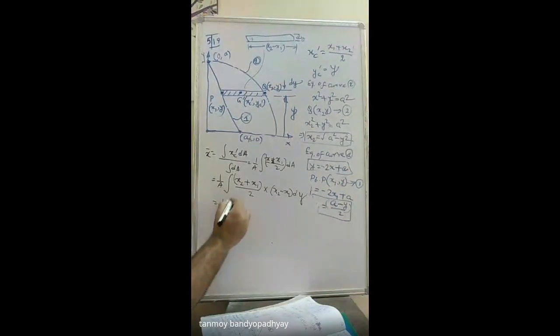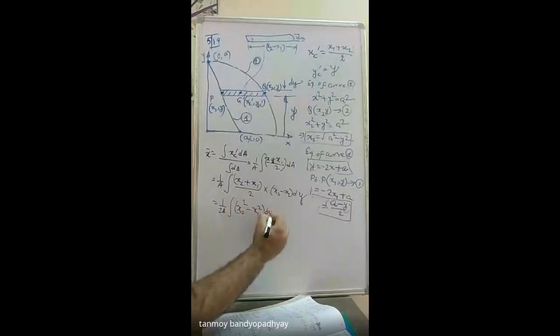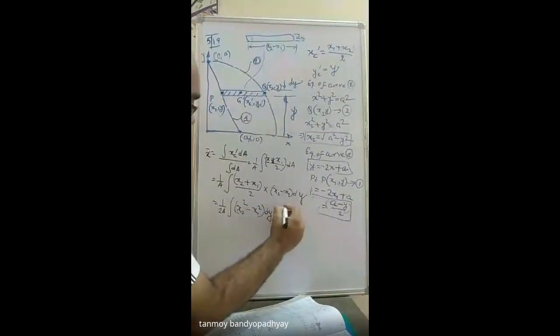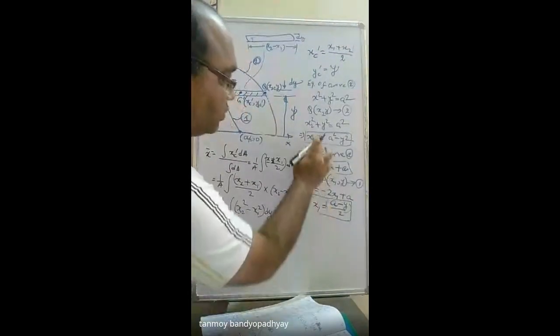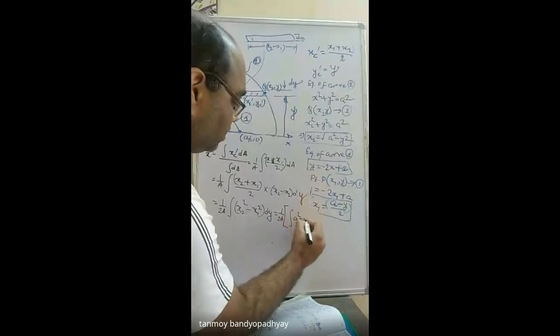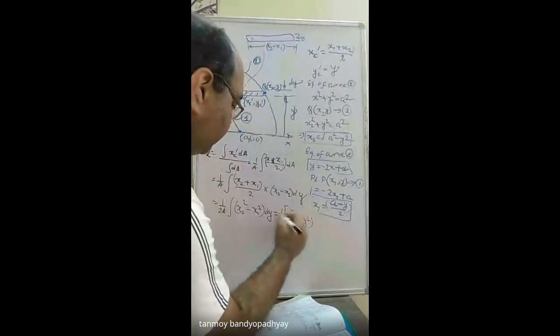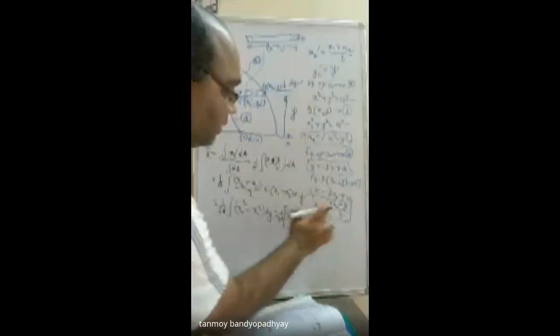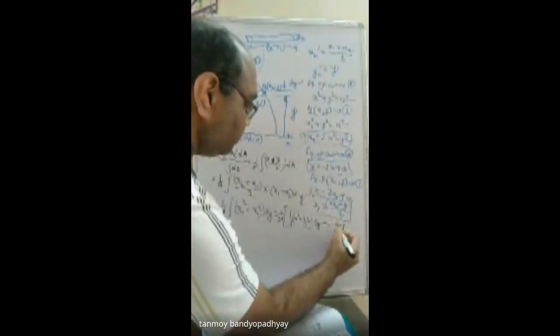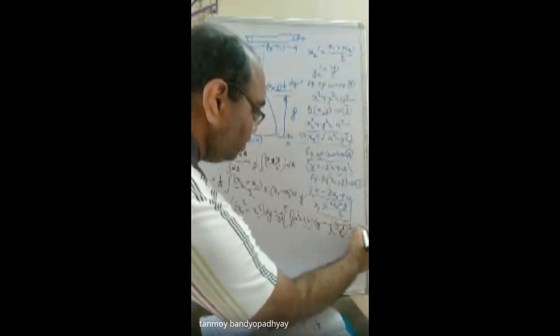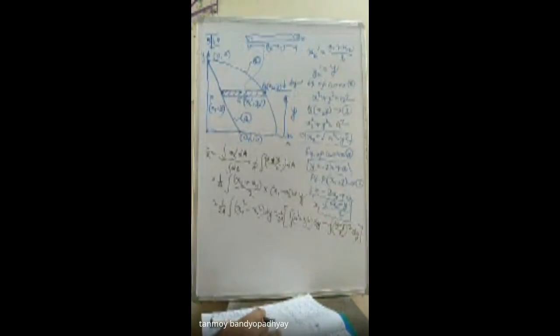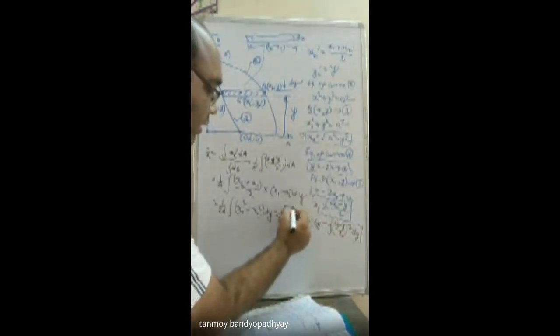So we should be having 1 by 2a integration of x2 square minus x1 square into dy. So that is 1 by 2a into integration of x2 square, where x2 square is a square minus y square, into dy, minus x1 square, where x1 square is a minus y by 2 whole square, into dy. y varies from 0 to a. Now I hope you can do this integration.